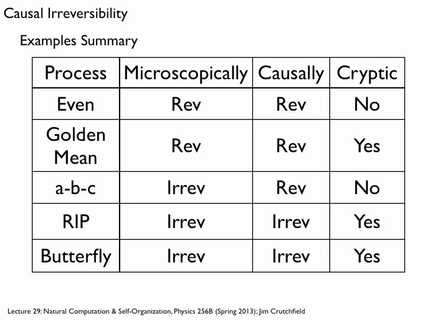Anyway, this is just a list of cases. Even golden mean, the ABC process, random insertion process, and butterfly, and basically anything, well, with some constraints can happen. It can be microscopically and causally irreversible, cryptic, or microscopically irreversible, causally reversible, not cryptic, and so on.